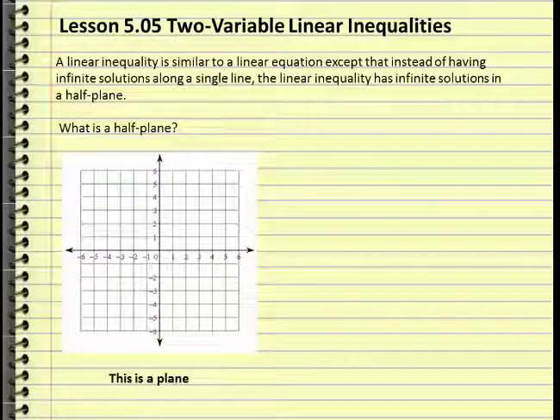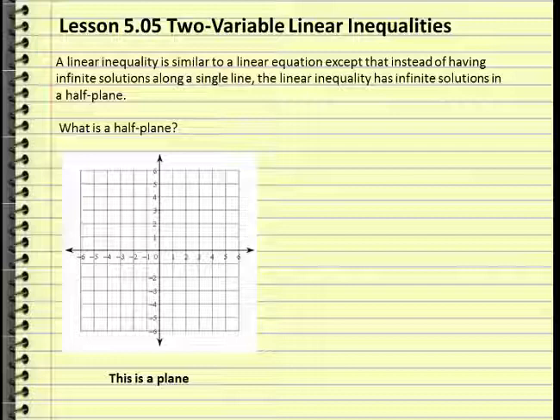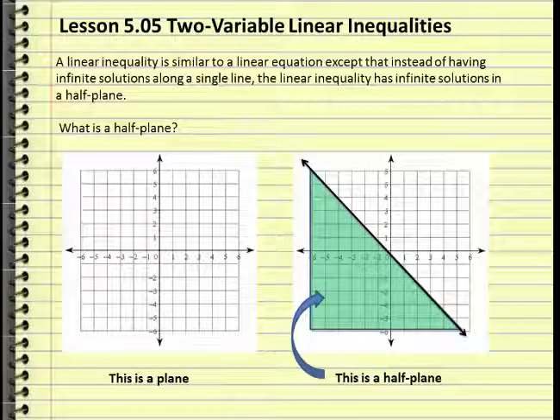Okay, so the coordinate plane is a plane. It is a whole plane, and it is infinite in all directions. A half plane is what you get if you graph an equation of a line on a coordinate plane: you get a half plane, and you also get another half plane. So when we graph an equation of a line, we get two half planes.